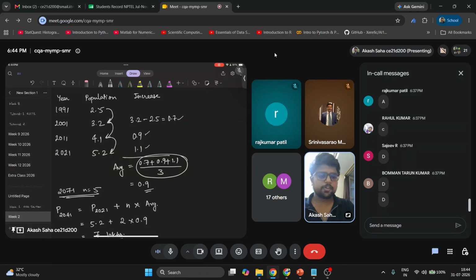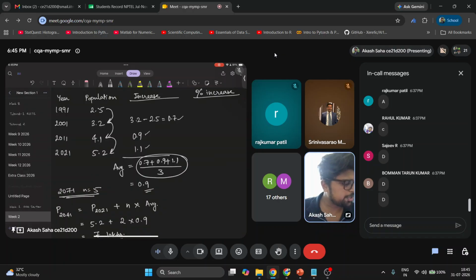Do you have the answer for geometric increase? So let me solve this. For geometric increase, for the same values, you have to find out the percentage increase. Percentage increase, right? So how will we find the percentage increase?